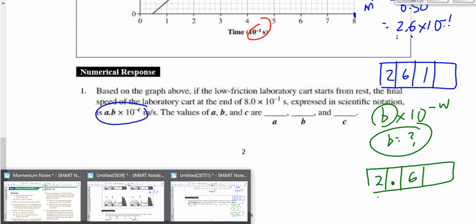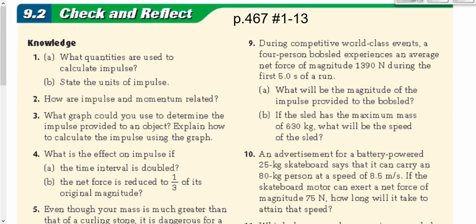All right, let's take a look now at the check and reflect questions we had from our textbook for homework. And the questions that I had asked you to do were not 1 to 13, but rather 4, 5, 6, 11, and 12. Any issues there that we want to go over? 4, 5, 6, 11, and 12?